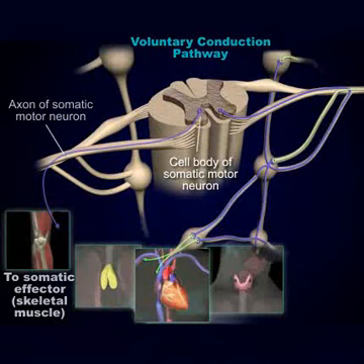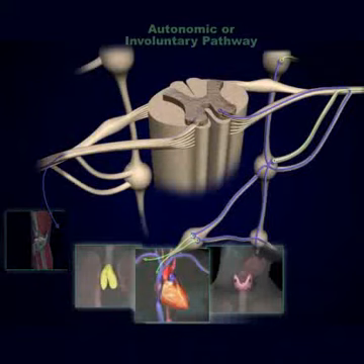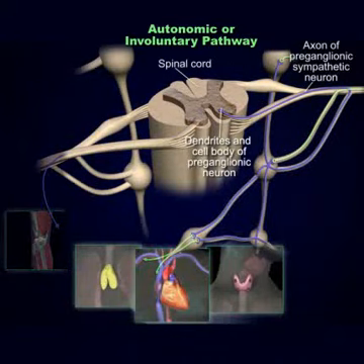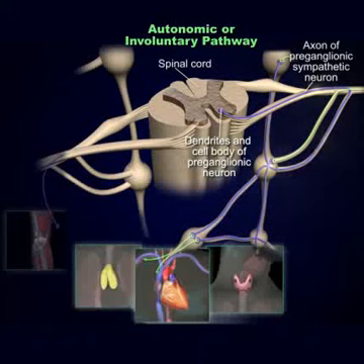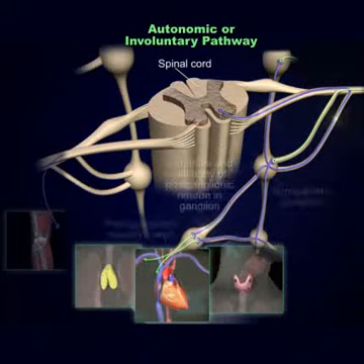Now, take another look at the autonomic conduction pathway. Autonomic conduction requires a relay of at least two autonomic motor neurons. The first neuron's cell body is in the brain or spinal cord. Its axon, the preganglionic fiber, leaves the CNS and synapses with a second neuron in an autonomic ganglion.